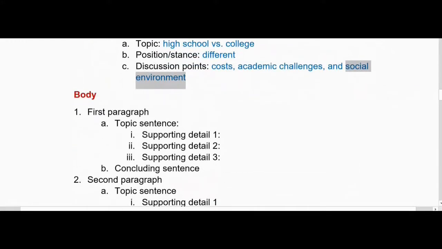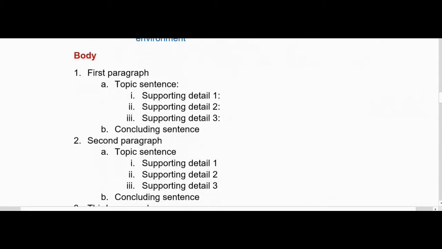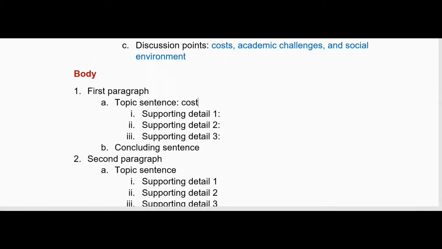Now, it's very important to remember that the body paragraphs also have specific elements. The first element in a body paragraph is the topic sentence. In that topic sentence, we're going to have our first discussion point, which is cost, all right? The next elements of a body paragraph are the supporting details. Well, the number of supporting details you include in your essays will depend on you, all right? And also on the word count that your teacher or the international exams require, right?